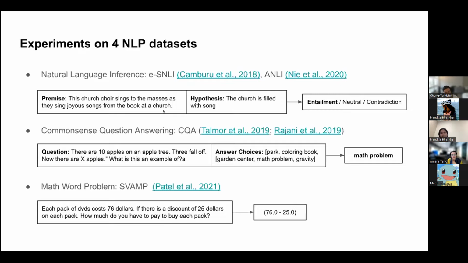The second task that we experiment on is common sense question answering, CQA, where we are given a question, and the model needs to have some common sense in order to answer correctly. For example, the question is, there are 10 apples on an apple tree, 3 fall off, now there are X apples, what is this an example of? Among the answer choices, the model needs to pick correctly that this is a math problem. And finally, another task that we experiment on is the math word problem. Here we are given a problem description involving some arithmetic, and the model needs to output a correct equation that answers the question correctly.